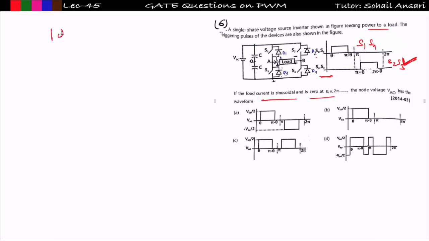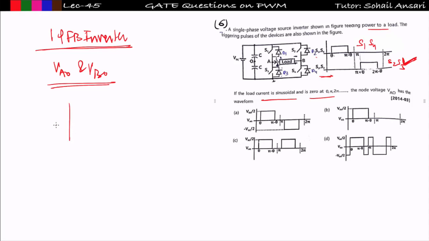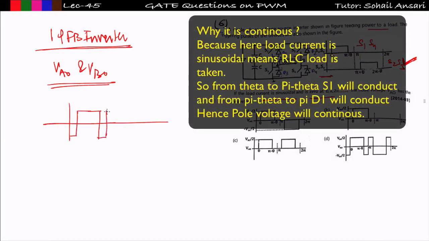So this is my single phase full bridge inverter, and it is asking what the pole voltage is, not the pole to pole voltage. They are asking VA0 and VB0. If you have gone through my lecture, then you can easily say that VA0 will be continuous, it will start from here to here and move like this. It is fluctuating between plus and minus VDC by 2. This is plus VDC by 2 and this is minus VDC by 2. So only one option is satisfying, that is option D. So option D is correct.